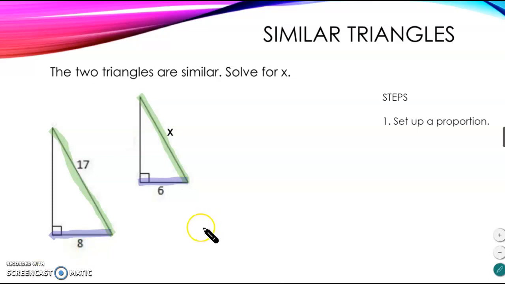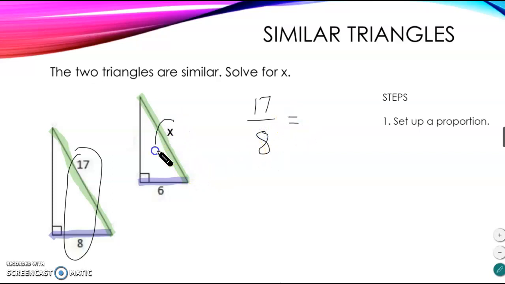As I said in my previous video, there are many ways to set up a proportion, but I'm just going to go ahead and do it as I kind of see it. I see 17 over 8, so that's putting a green side over a blue side, and that should be proportional to the green side over the blue side in the smaller triangle as well. And now we have an equation with an unknown variable x that we can solve for.